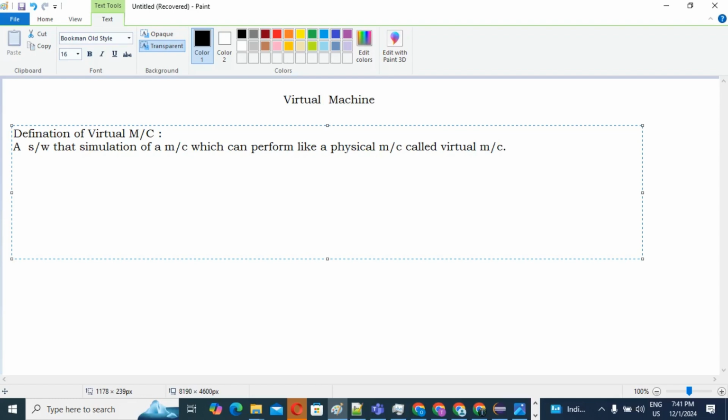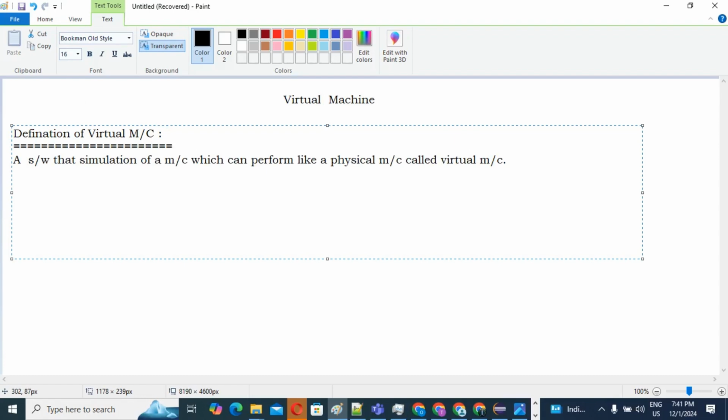Clear, guys? So what I mentioned here? Definition of virtual machine is software that simulates a machine, which can perform like a physical machine, called virtual machine. That is the perfect definition for understanding. If anybody asks, what do you mean by a virtual machine, you can tell them this definition, and they can understand very easily. So that is the definition, which is not having physical existence.